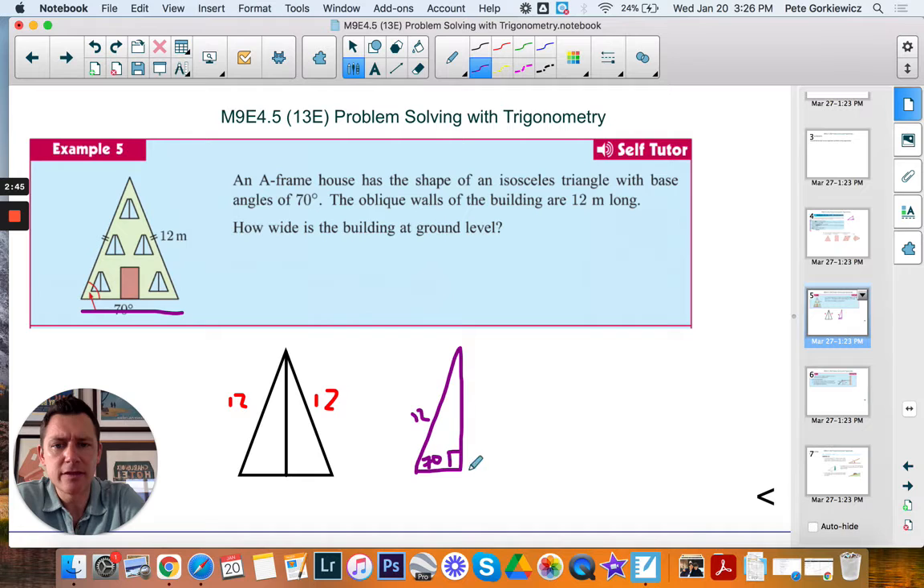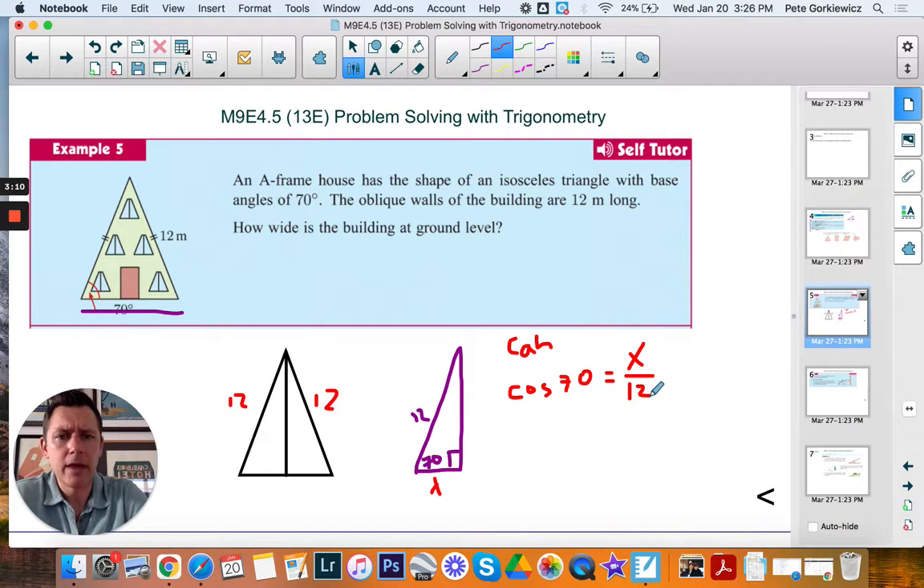Now we're interested in this side. Let's call it an X, right? And so we're interested in the adjacent. This is adjacent to the 70, and the hypotenuse. So adjacent and hypotenuse sounds like cosine. So you'd say the cosine of 70 is equal to the adjacent X over the hypotenuse 12. And so on your calculator, you'd say cosine of 70. I'm getting 0.34.